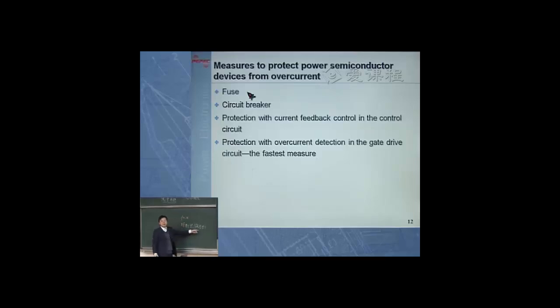This is a very informal name of fuse in Chinese. Okay. And then you can have a circuit breaker.